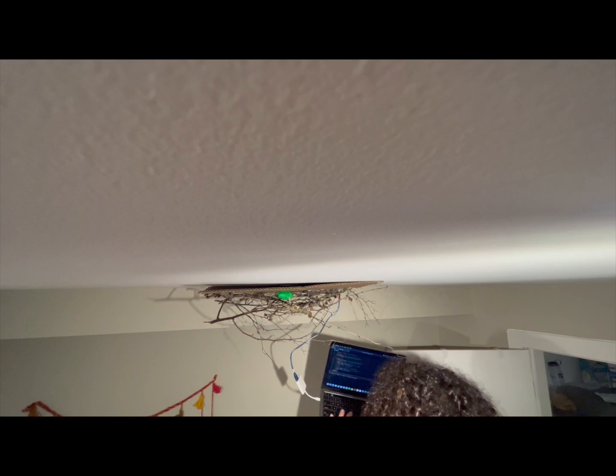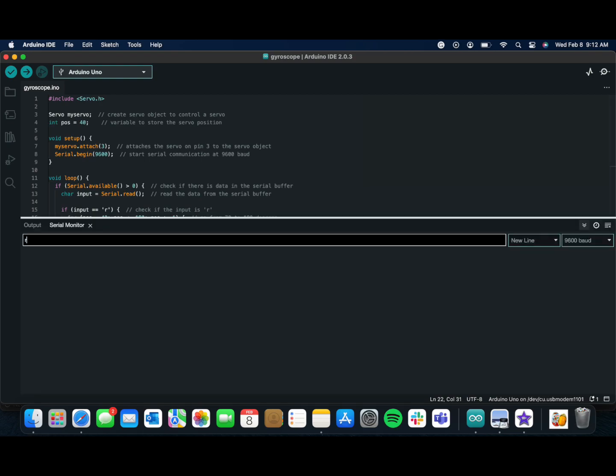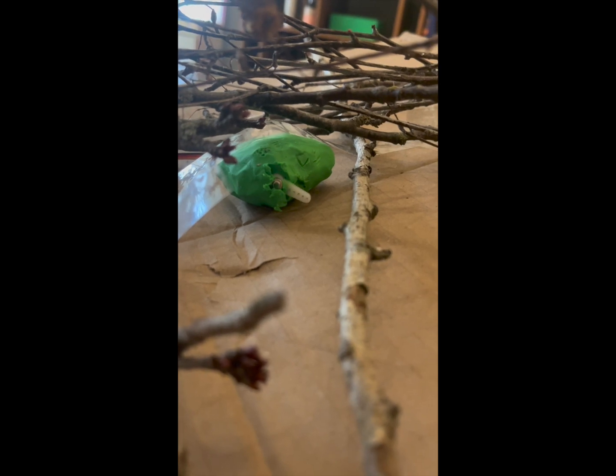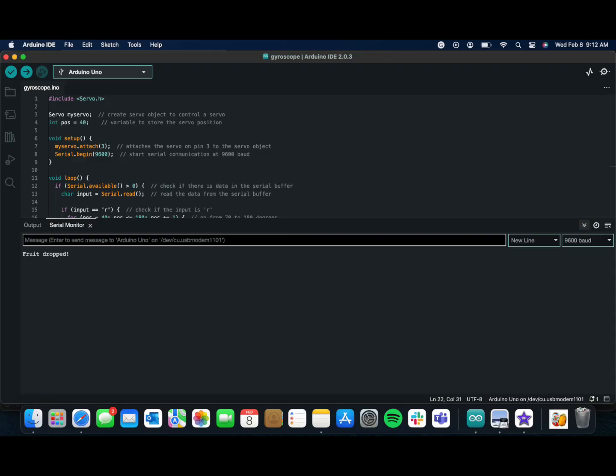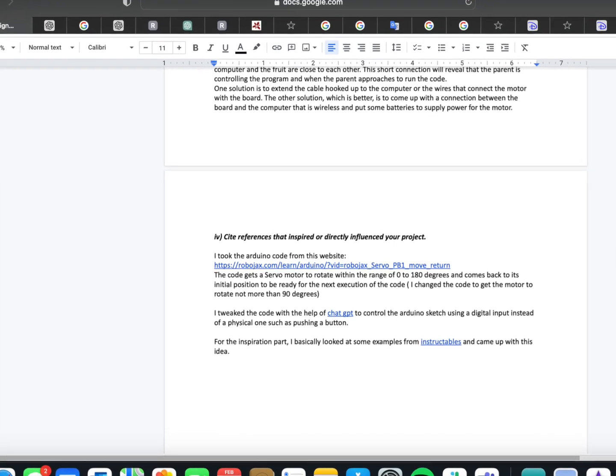The Arduino code works as follows. At first, it sets the initial position of the servo motor and it sets the input to pin 3. Through a loop, it constantly searches for an input from the user, and as it sees the input, it rotates from the initial position to 180 degrees and waits for 1 second. It comes back to the initial position to be ready for the next execution, and then it prints out fruit dropped. The references I have used for writing this code are included in the document.